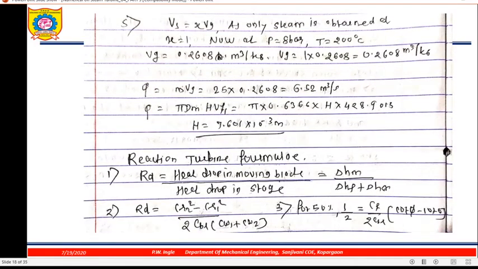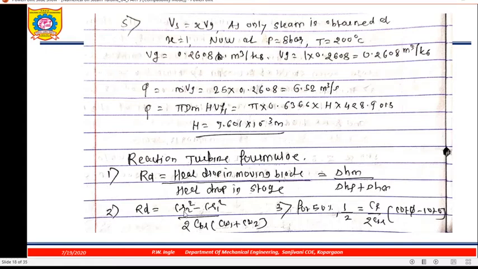So today we will discuss the reaction turbine, that is the Parsons turbine, and we will solve some problems. Before that we will see the reaction turbine formulae. Degree of reaction is defined as the heat drop in the moving blade to the heat drop in the stage. What is the heat drop in the moving blade? It is delta Hm upon delta Hf plus delta Hm.